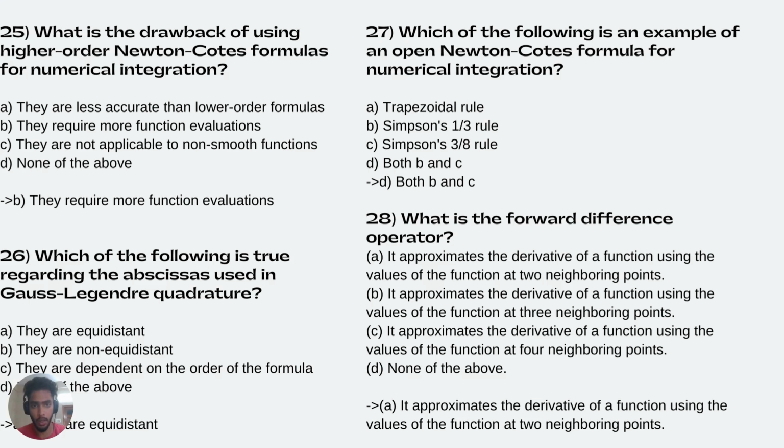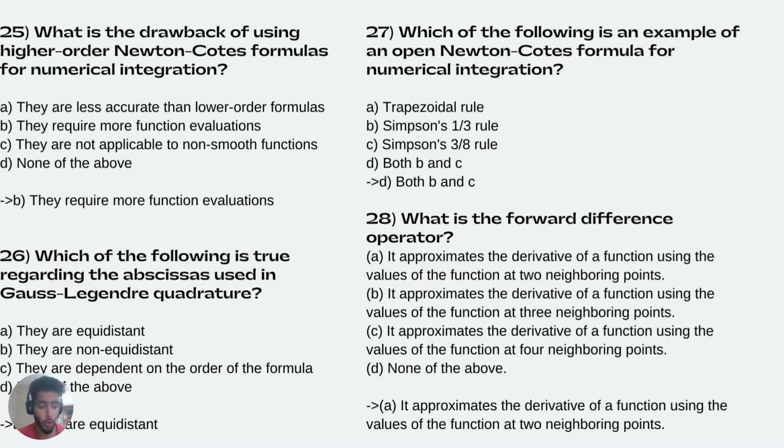Now moving on to the next question, which of the following is an example of an open Newton-Cotes formula for numerical integration? Simpson's rule is the example for that, and trapezoidal rule is not. So going by the options, we have D, both B and C.